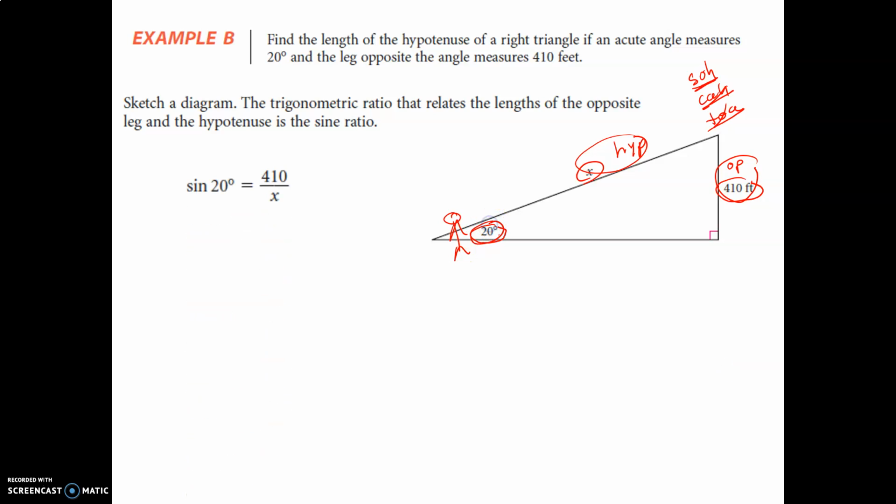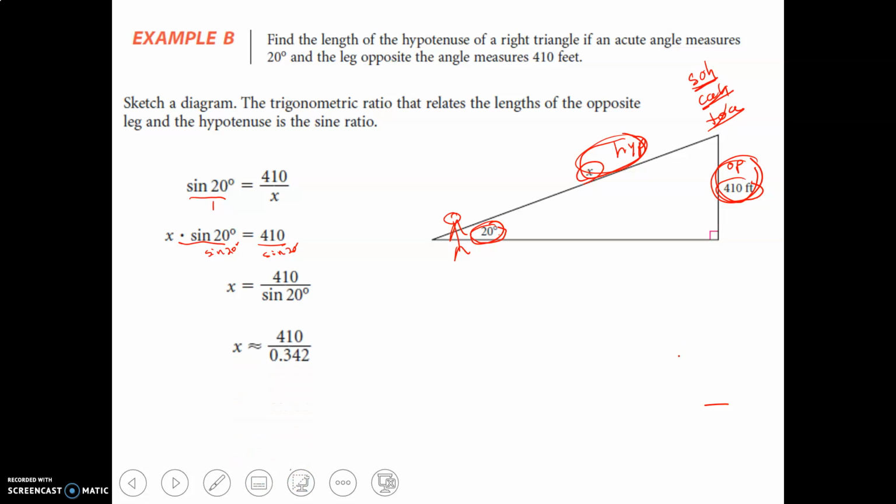So the sine of 20 degrees is the opposite side of 410 over the hypotenuse of x. If I put a 1 underneath there and cross multiply, I get x times the sine of 20 is equal to 410. Divide by the sine of 20 to get the x by itself. And then put that in my calculator. I also could just go 410 divided by the sine of 20. That would probably be even easier. And when you do that, you'll get that answer.